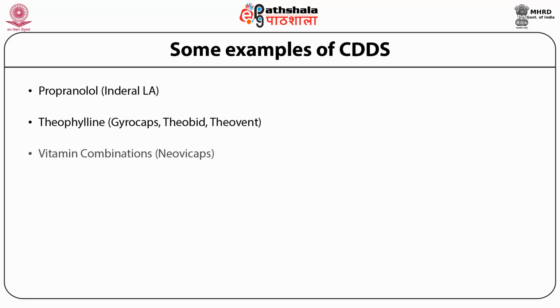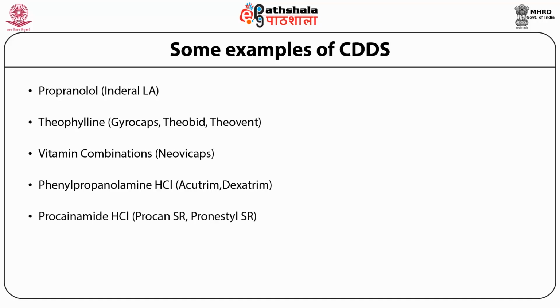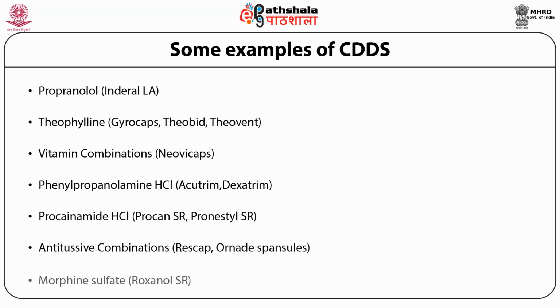Then we have the vitamin combinations under the name of Neo-Vicaps, phenylpropanolamine hydrochloride, which comes under the name of Ecotrim and Dexatrim. Then we have the drug procainamide hydrochloride, which comes as Procan SR and Pronestil SR. And then we have variety of antitussive combinations coming by the name of Rescap or Nail-Spensules and morphine sulfate, which usually comes under the name of Roxanol sustained release.